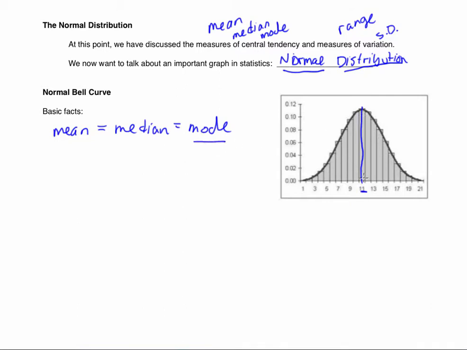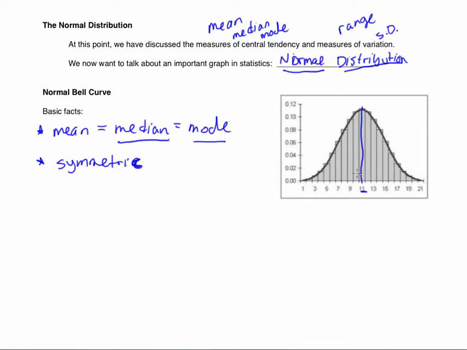The normal curve is also symmetric. So I can write symmetric, which means it's a mirror image. If we were to fold this down the middle, the left side and the right side would line up together. And it's symmetric around this 11, the center, which also means that the center is 11. So mode, it's the median.